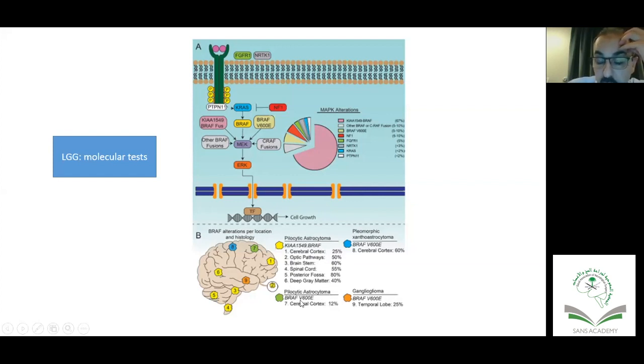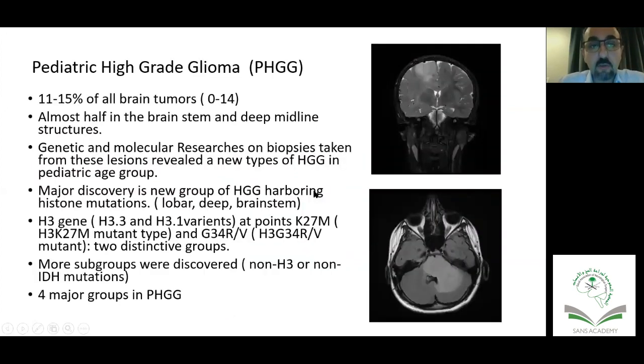Now the BRAF point mutation, V600, is only 12% in the cortical type, but very common in PXA and in ganglioglioma. So this is just a summary, the incidence of BRAF mutation in different types of low-grade glioma. So I think now we've finished with low-grade glioma. Let's move on now quickly to high-grade glioma, because high-grade glioma in the pediatric population, like the low-grade, is completely different from adults.